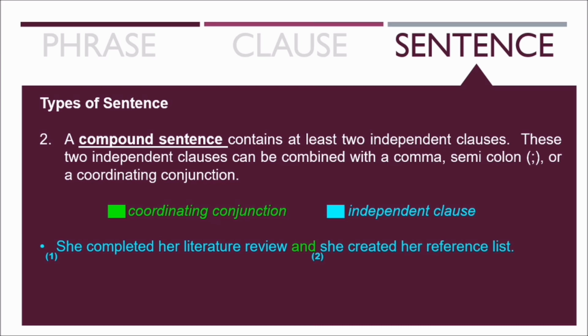"She completed her literature review and she created her reference list." In this case, we've got a total of 2 independent clauses combined by the coordinating conjunction "and." This means that with just one sentence, we can actually extract 2 sentences if we are going to omit or delete the coordinating conjunction "and."